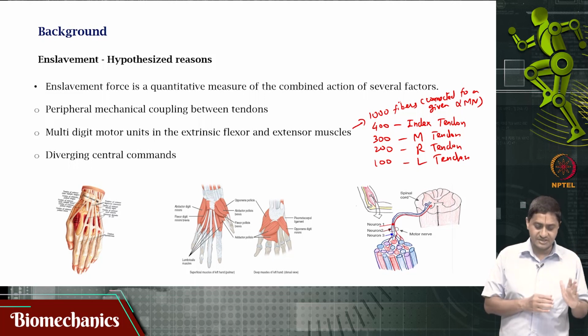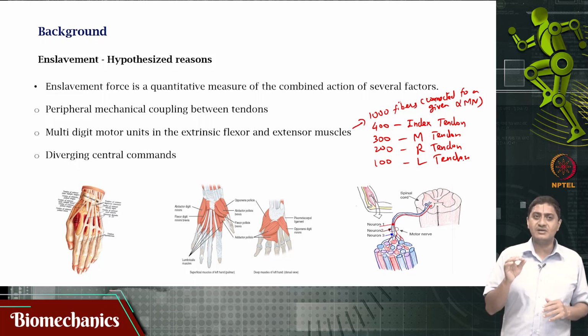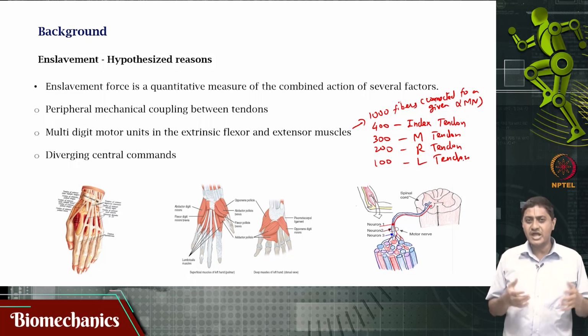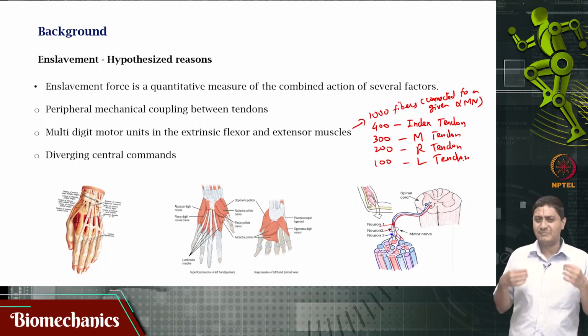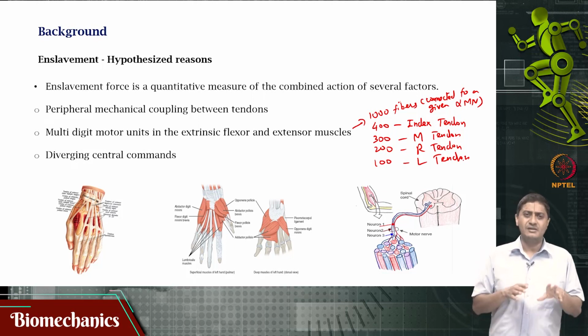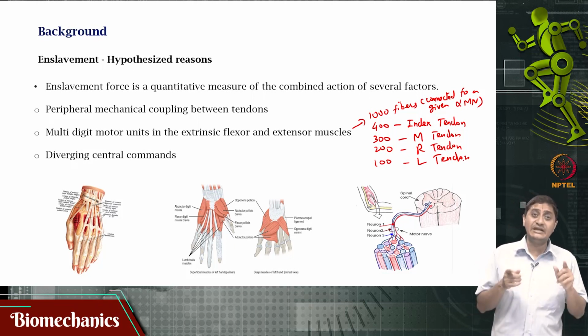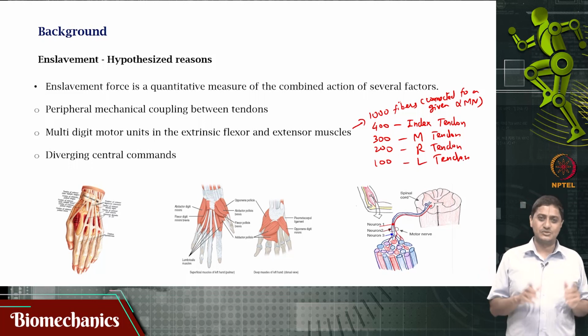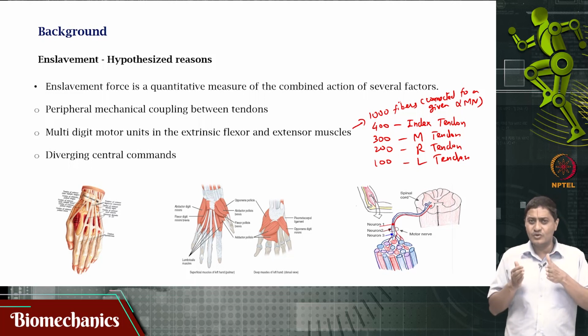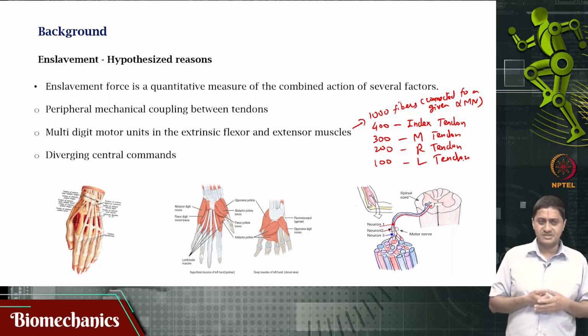Going back, our original discussion was what may be the cause of enslavement. First we said that peripheral mechanical coupling between the tendons, shearing, force transmission and other such things, merely because one tendon is transmitting some force to another tendon, maybe due to shear or lateral force transmission. Because of that there is some force transmission happening tendon to tendon, right. That can also happen because these tendons move in close proximity with each other. This is one of the possibilities. The other is multi-digit motor units.